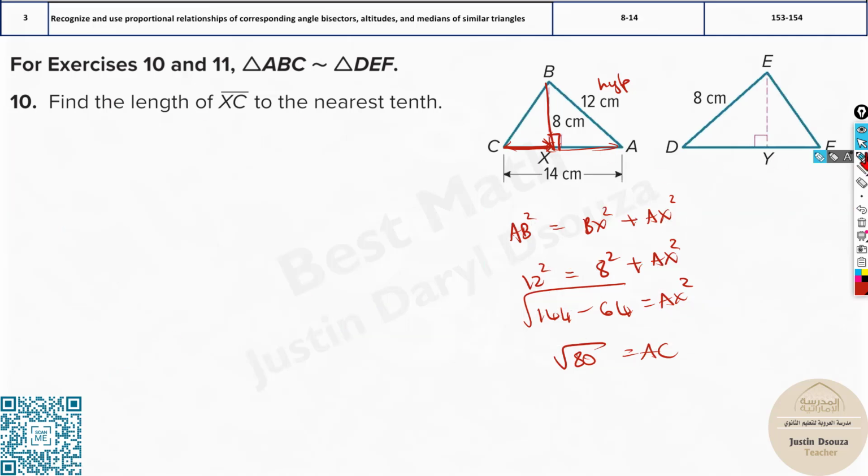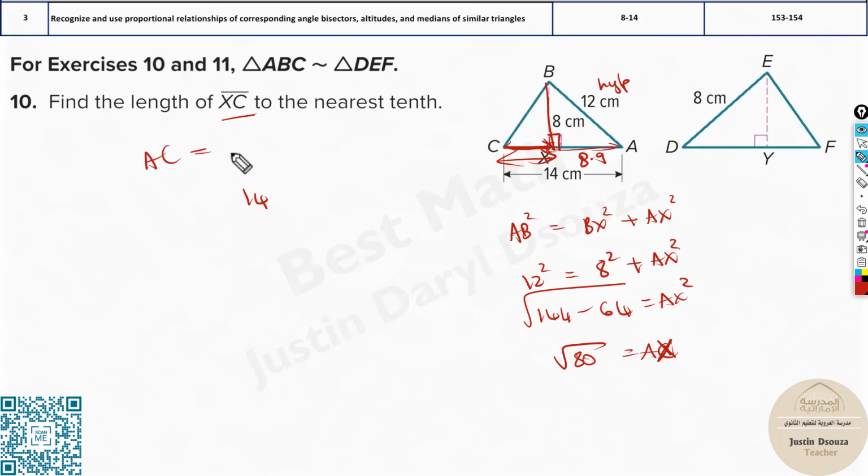But what do we need to solve for? We don't want AX, it's not AC, it's AX. What we need is CX or XC, this length. We know this is 8.9. What is the remaining length? 14. I'll write it in terms of alphabets first.